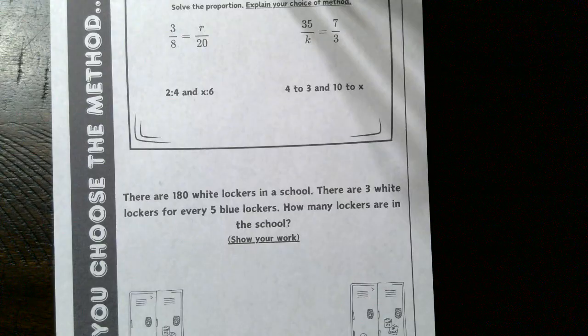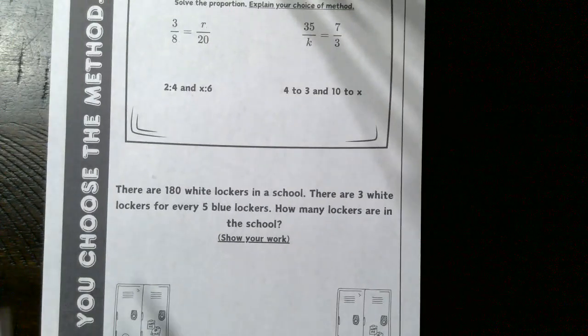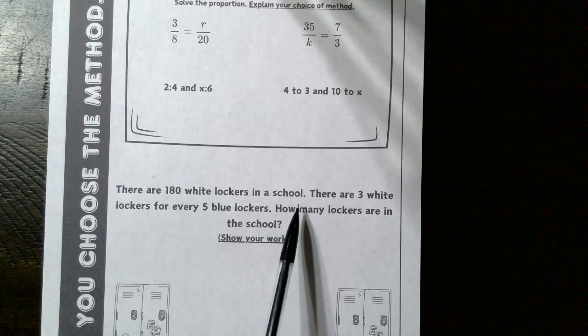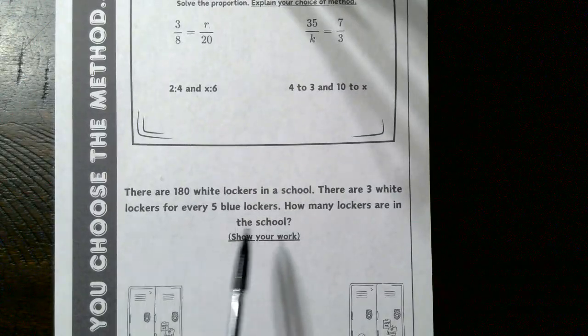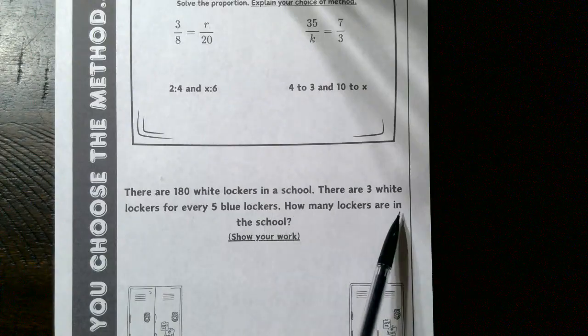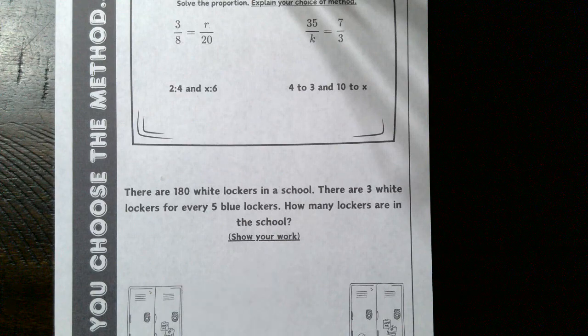The last one that I'm going to have you do is a story problem. There are 180 white lockers in a school. There are 3 white lockers for every 5 blue lockers. How many lockers are in the school? So I do want you to show your work, because this helps me see if you understand what you're doing. Okay, so try to write out a proportion and then solve the proportion on the page.